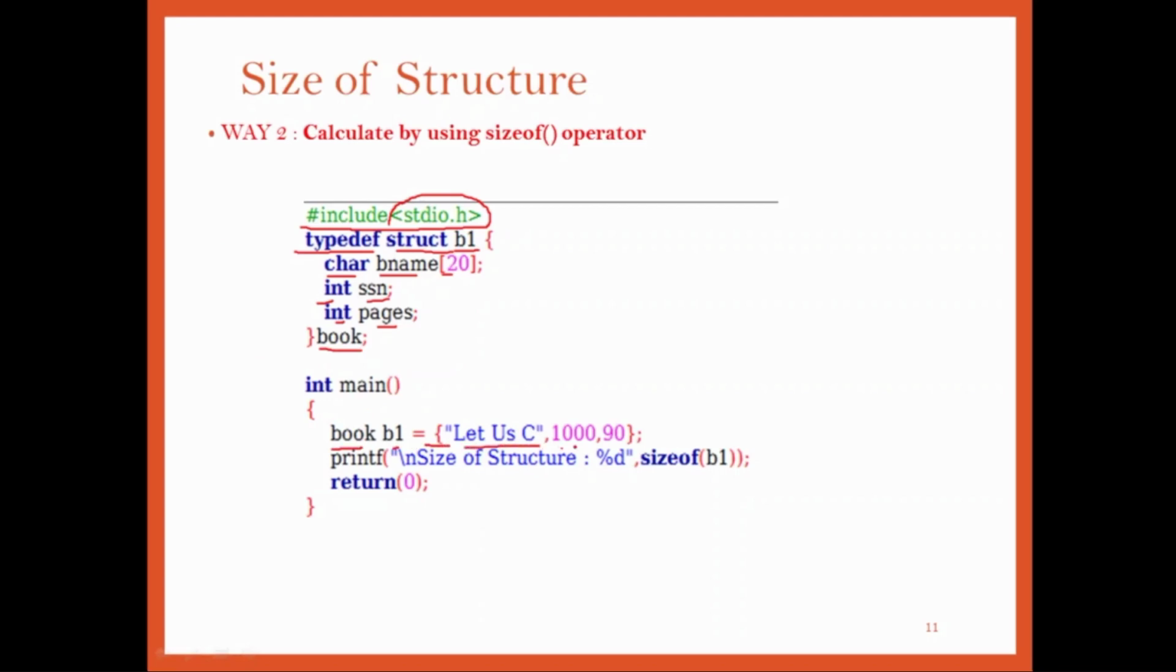Let us see, 1090. So this is the book name, and here the ssn number is that, and how many pages means 90 pages. Here I am storing that. Then after that, if we want to print this using printf, the size of structure %d, sizeof(b1), so we will get the size of that structure using the size of operator.